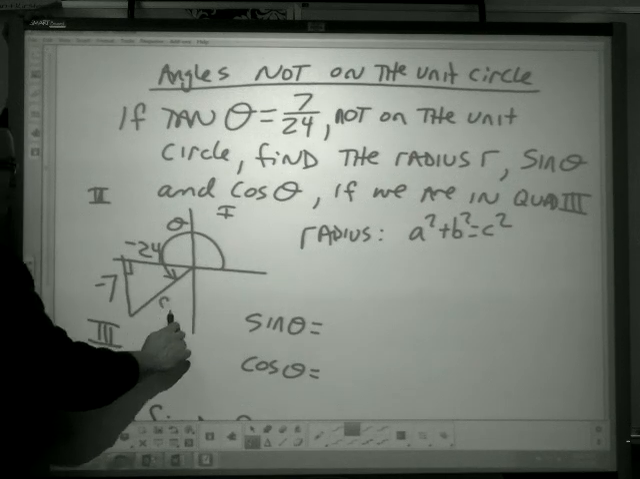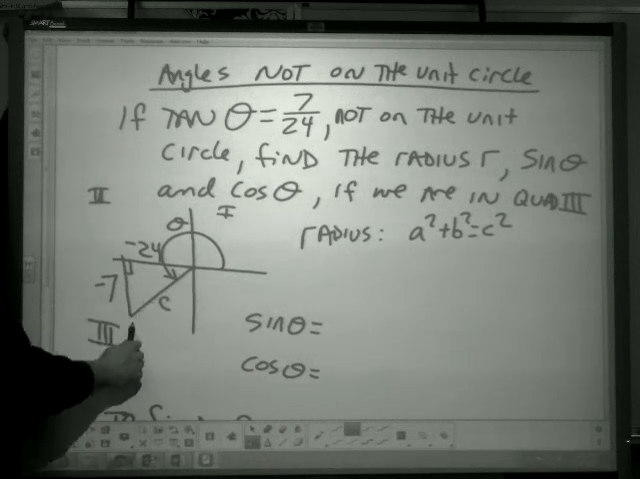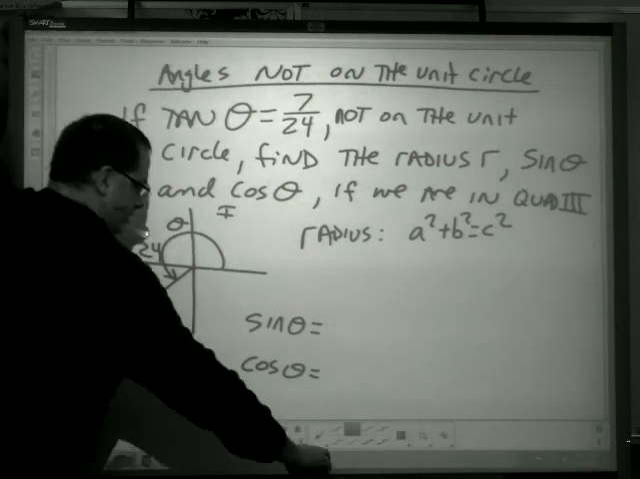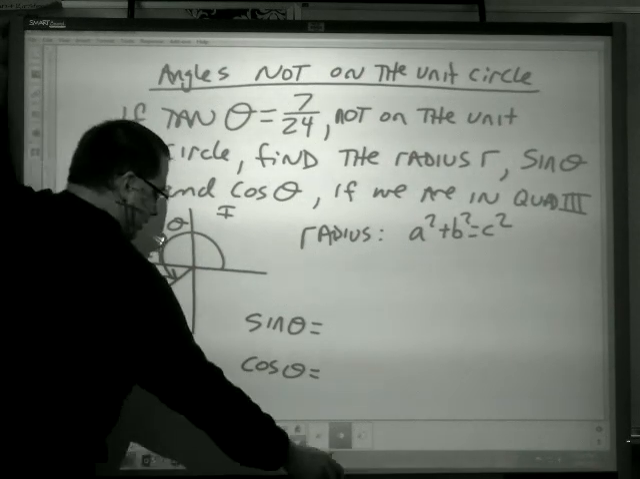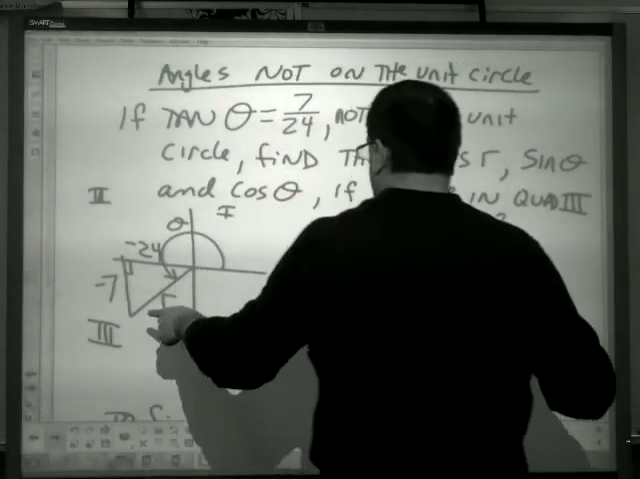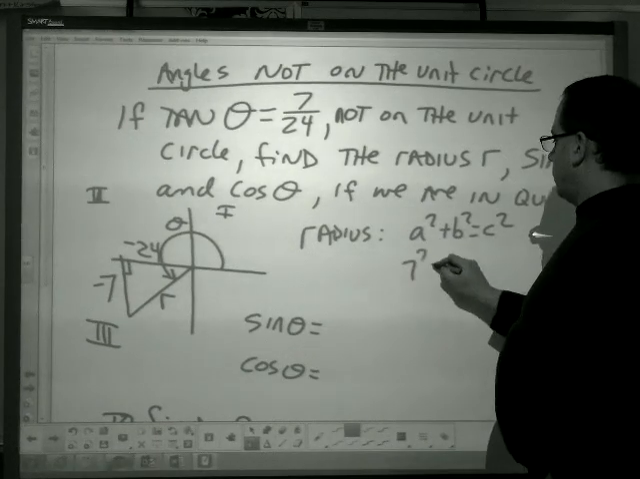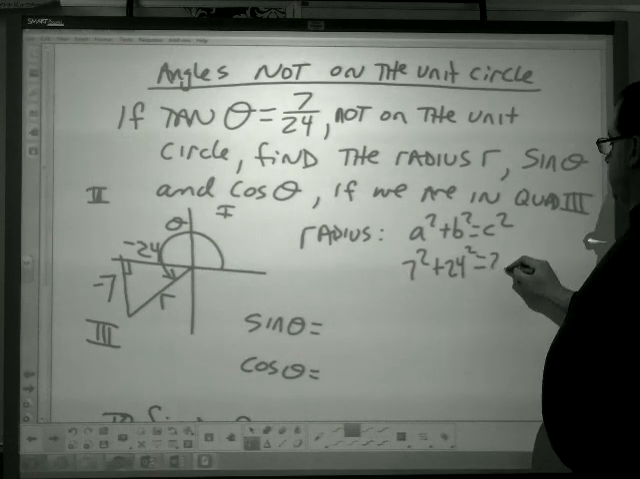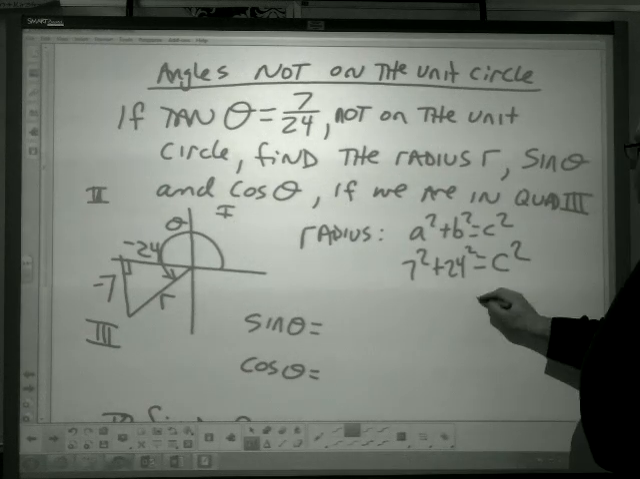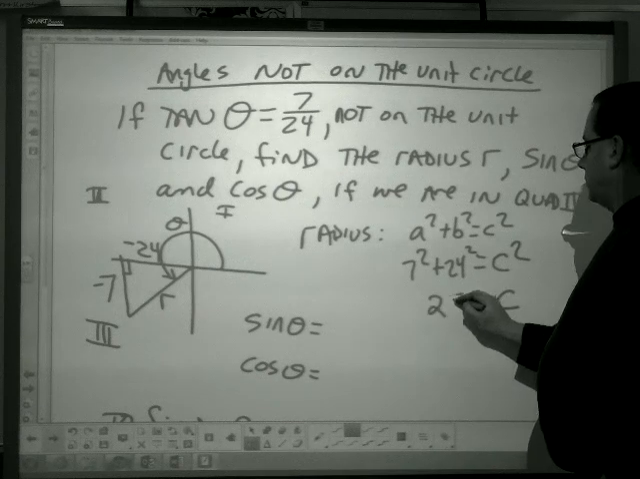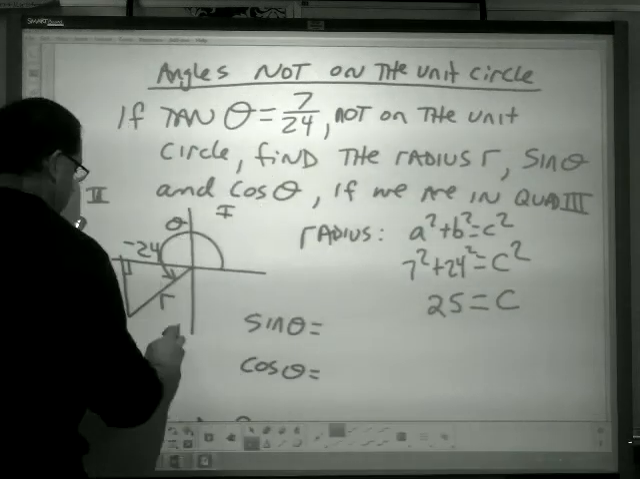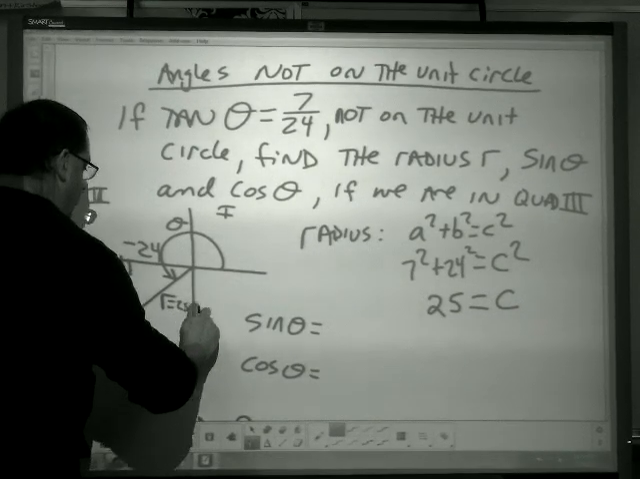So again, I need to find this value since this is not on the unit circle. I have to find my radius. I can call it r for radius. Well, I have to use a squared plus b squared is c squared. So 7 squared plus 24 squared is c squared. And when you do the math, c turns out to be 25. So now I know that the radius is equal to 25.